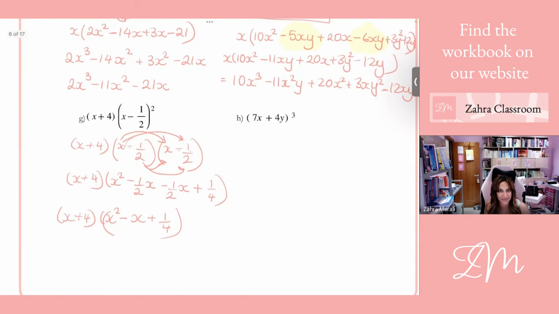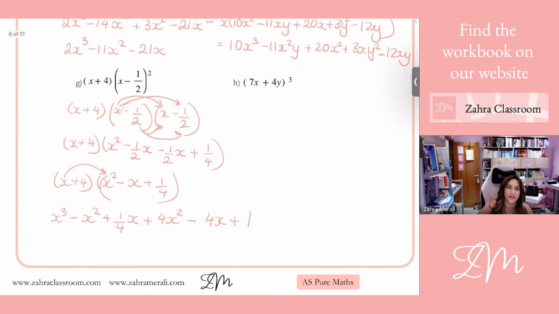And that's going to give me x cubed. So I'm multiplying everything by x minus x squared plus a quarter x. And now I'm going to multiply everything by 4. So I'm going to get plus 4x squared minus 4x. And 4 times a quarter is just going to give me 1.